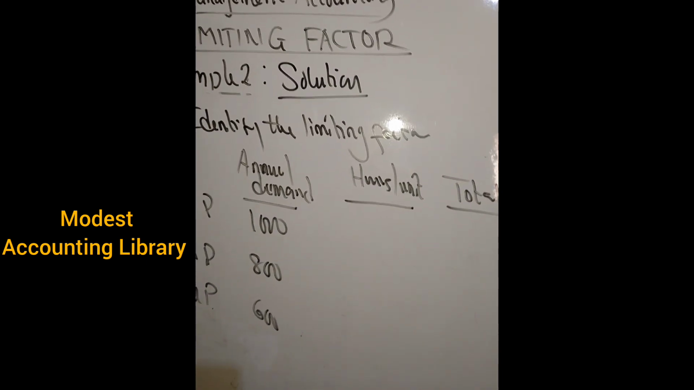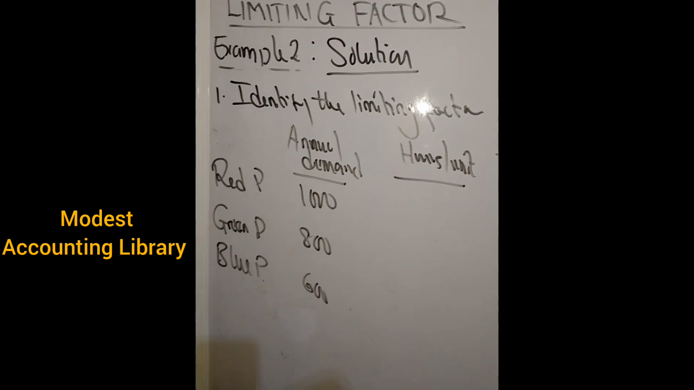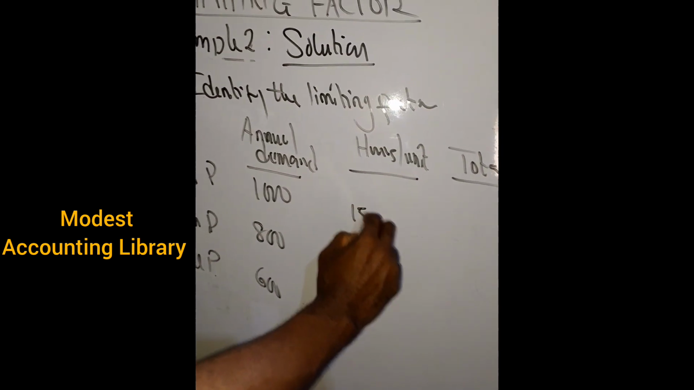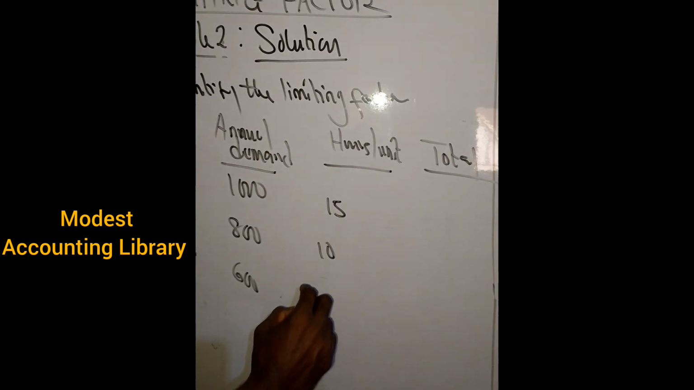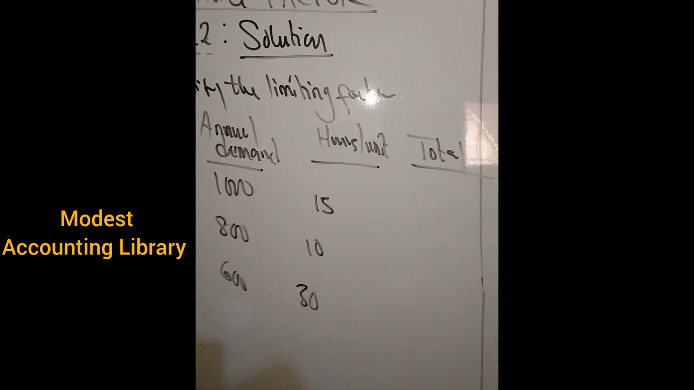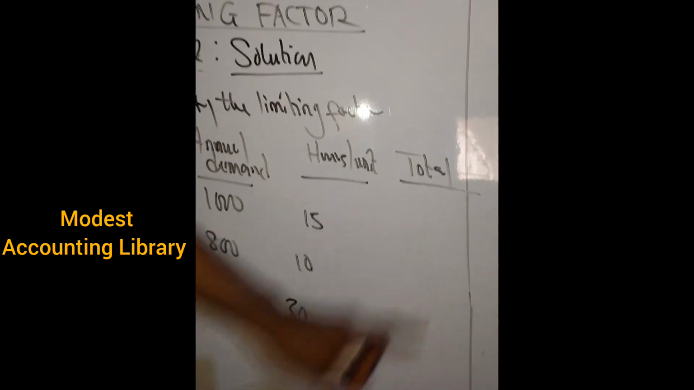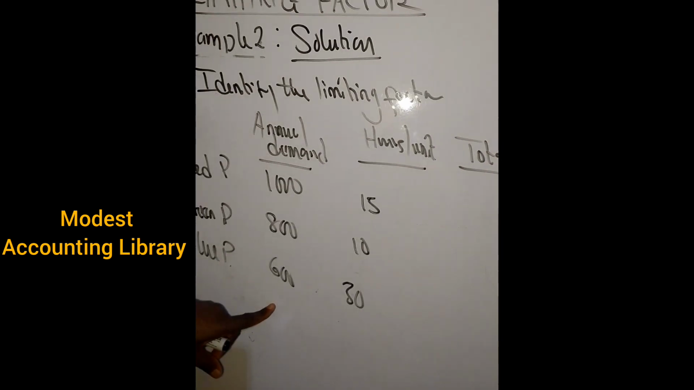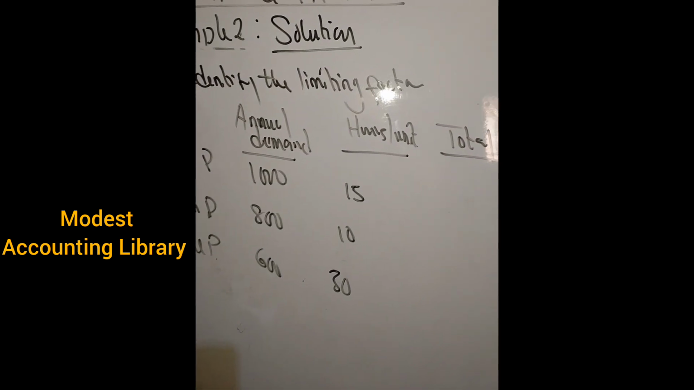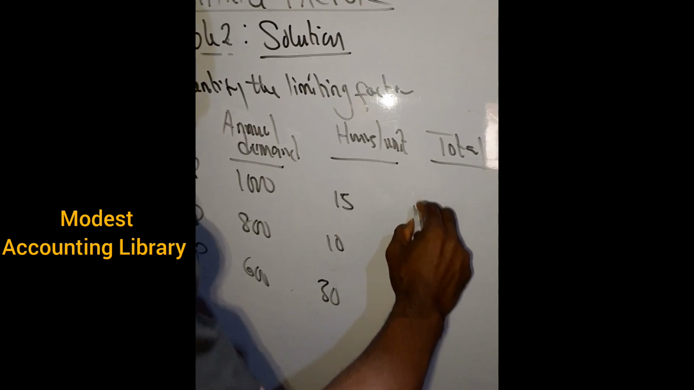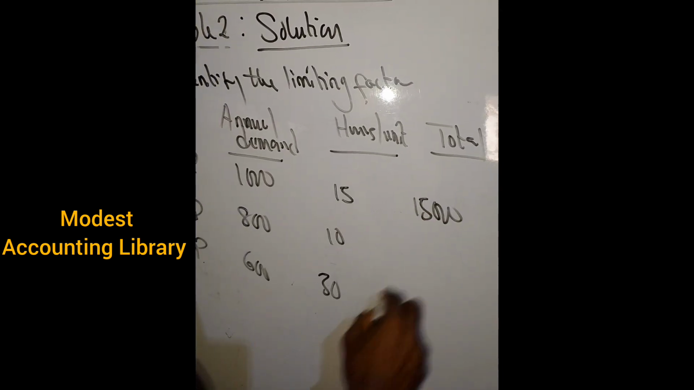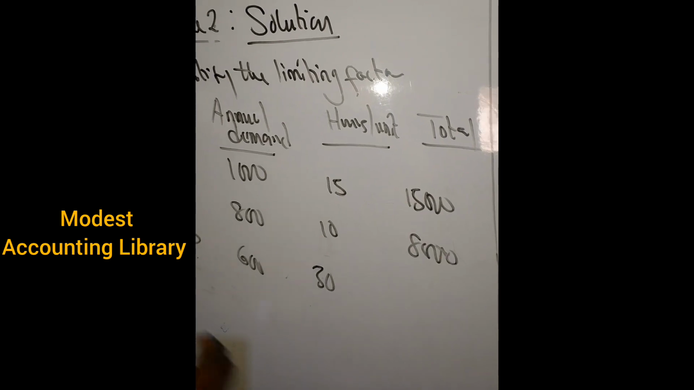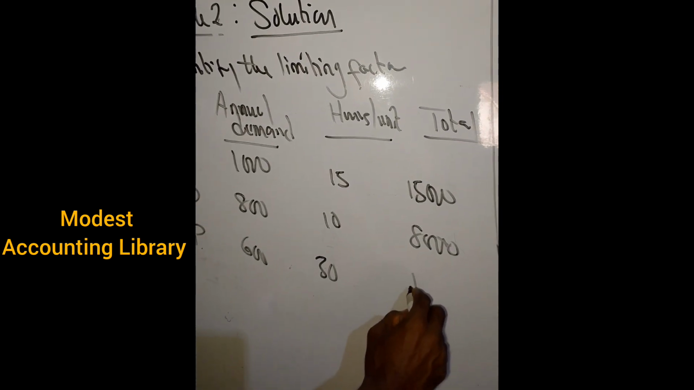Now we are also going to bring the labor hours, the hours per unit. They told us in the same question that it is 15, 10, and 30. So I'm going to bring it here: 15, 10, 30. The next thing is to multiply. This will give me 15,000, this will give me 8,000, and this will give me 18,000.